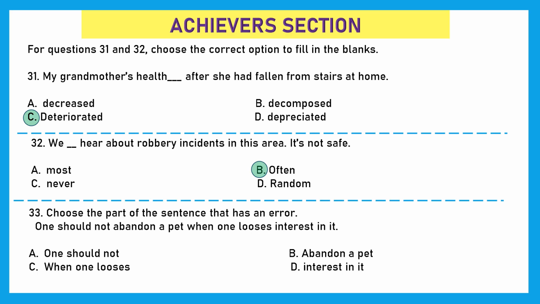Question 33. Choose a part of the sentence that has an error. One should not abandon a pet when one loses interest in it. Now here, this LOOSES, loses, means to set free or release. Okay, not decrease in the interest. So the spelling is not correct here. So option C, that is when one loses, is the wrong portion of the sentence.